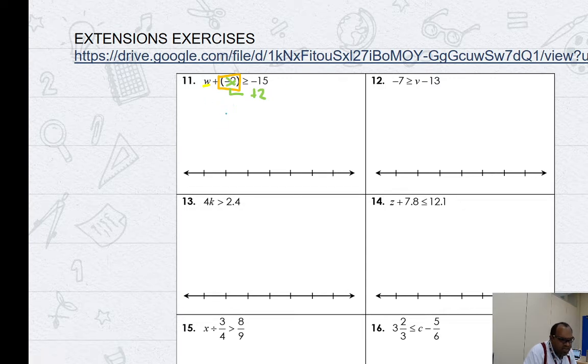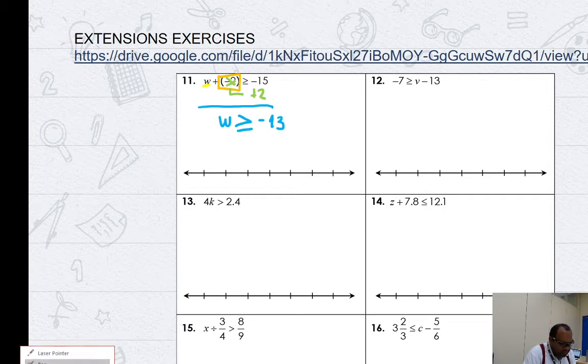Just add everything here. It is w, I just repeat w, greater than or equal to. Remember, I only flip the inequality for multiplication or division. Negative 15 plus 2. If I move a negative number by multiplying or dividing, I flip the inequality. But for addition and subtraction, just keep the same. Negative 15 plus 2 is negative 13. Negative 13 is my number.